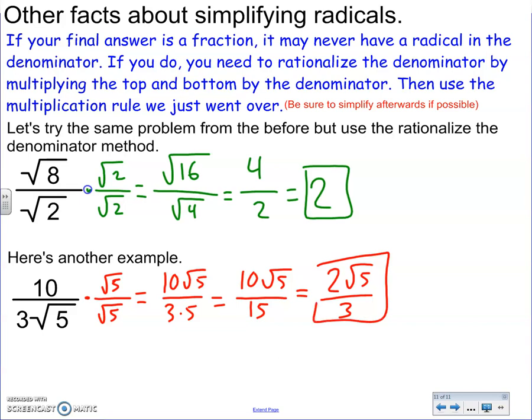And there is one easy way. You can always check your answer. If I type 2 root 5 over 3, again, there's no rational or radical in the denominator. It's going to be the exact same thing as 10 over 3 root 5.